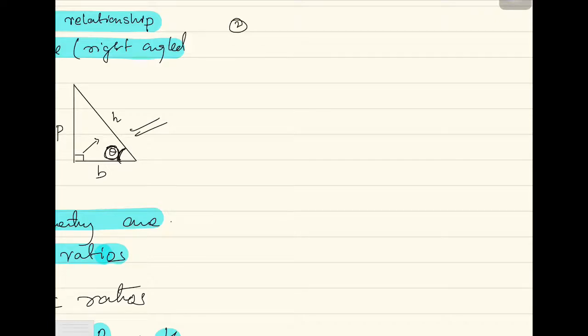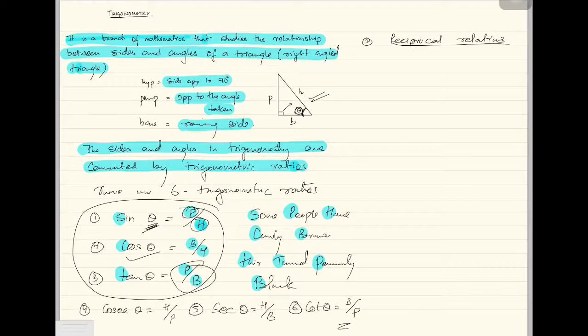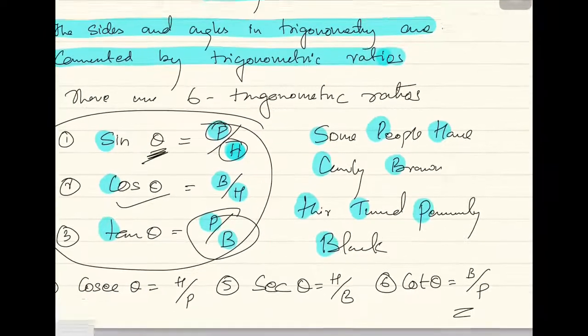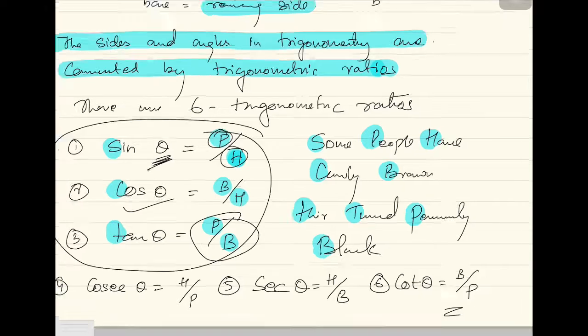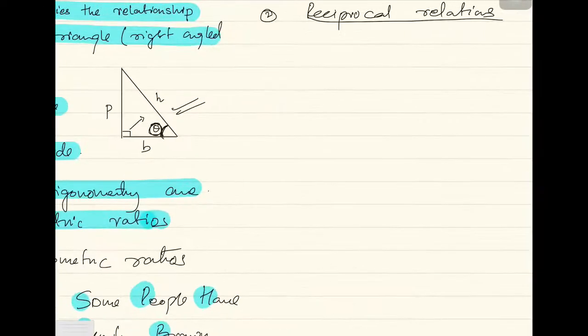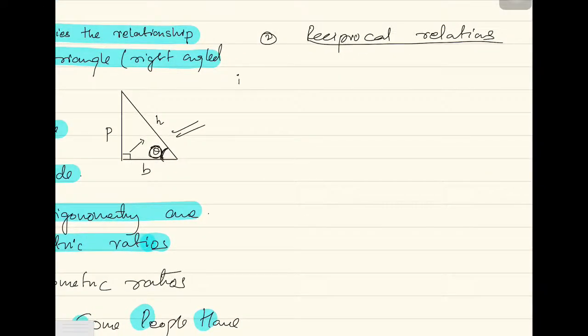Okay. Now once you have understood this, let's come to the other properties of trigonometric ratios. The second one is the reciprocal relations. I want you to copy this as well. So these 6 trigonometric ratios are connected with one another, and one such connection is the reciprocal relations. So how are they connected? The first one is cosec theta, if you see, is the opposite of sine theta.